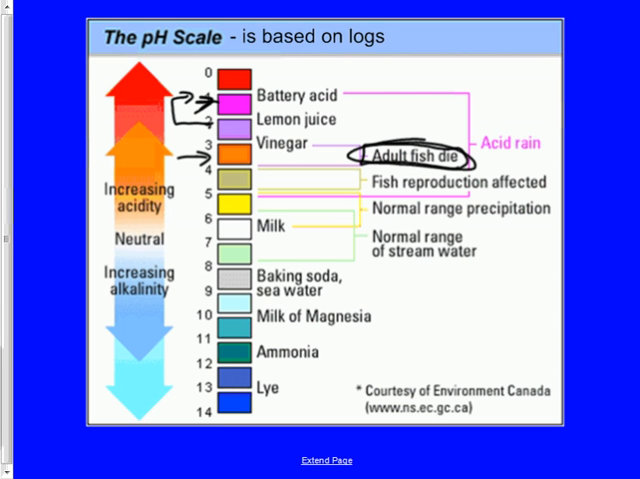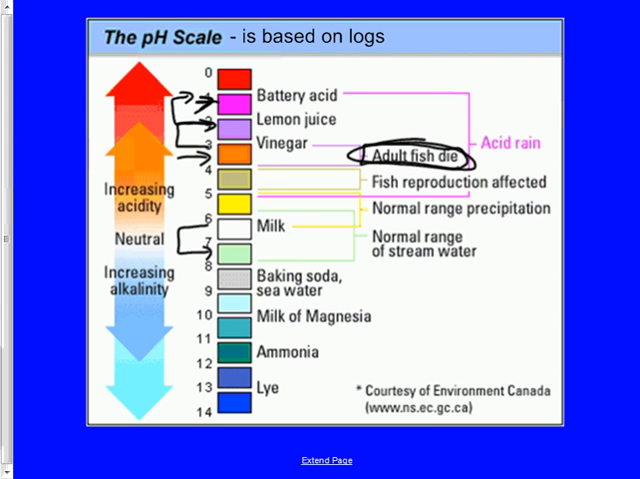So the point is that, between milk and water, milk is 10 times more acidic than water. Keep moving this way. Vinegar to lemon juice is 10 times more acidic than vinegar. These are steps of times 10.